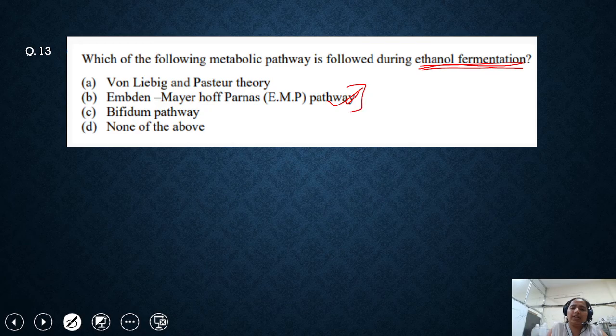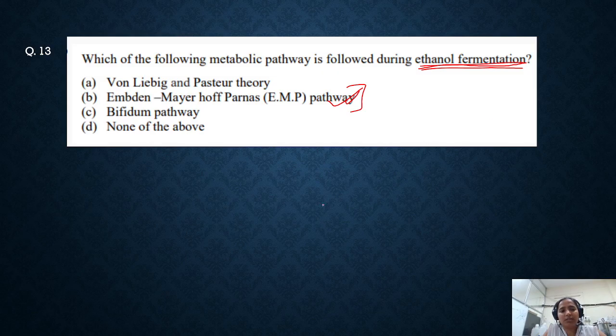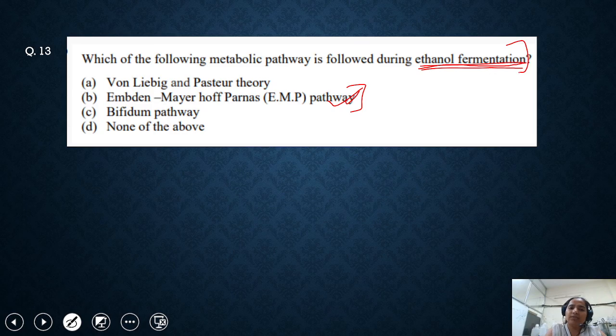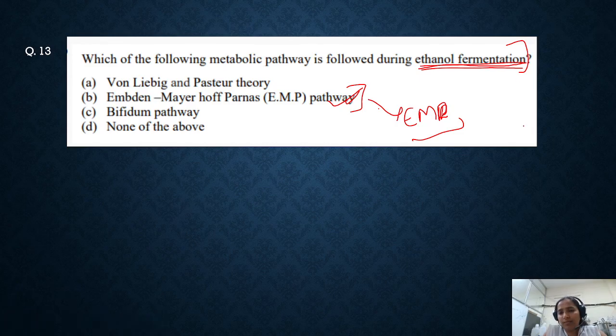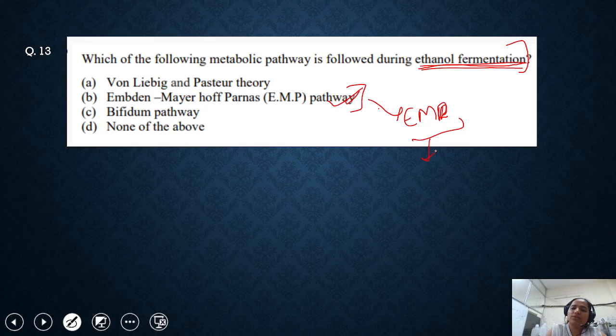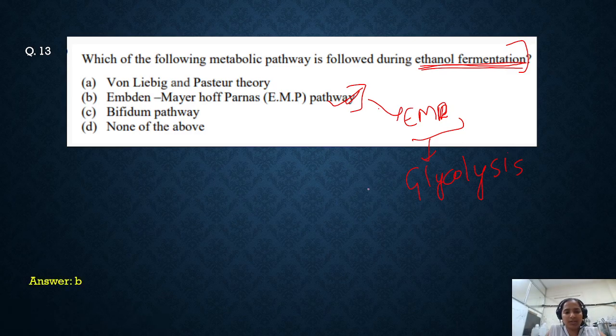These things you will know directly if you have seen the lectures even once, or if you have gone through the slides. Even normally, if you have studied ethanol fermentation in any way, you have studied this EMP pathway. Anyone want to tell me another name of this EMP pathway? Yeah, glycolysis. Correct. So this is also called glycolysis. So for this question, answer is B.